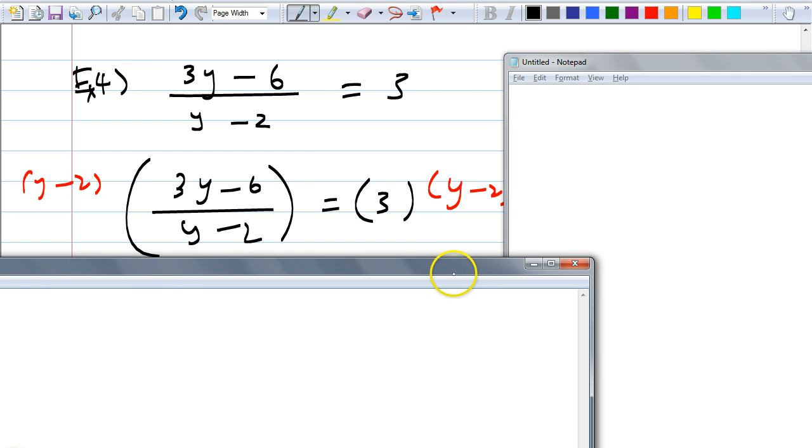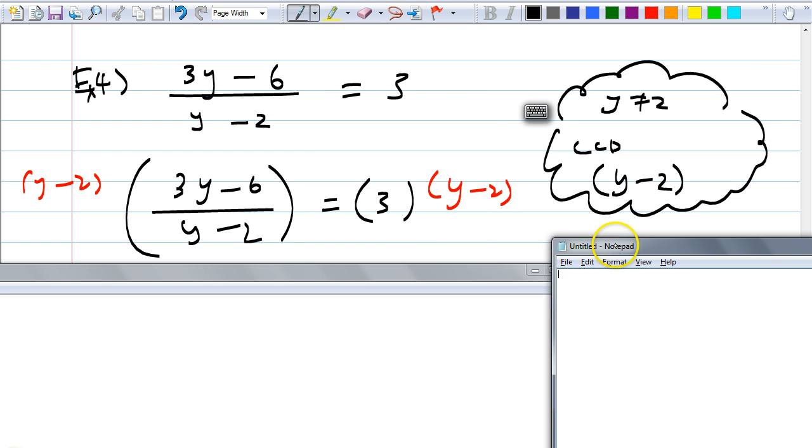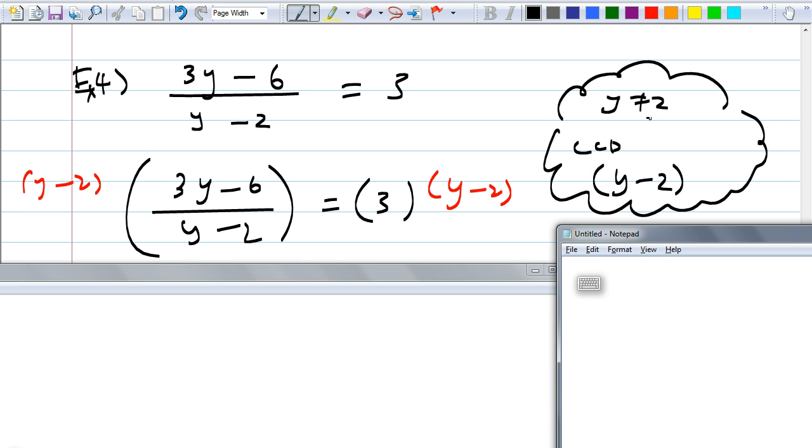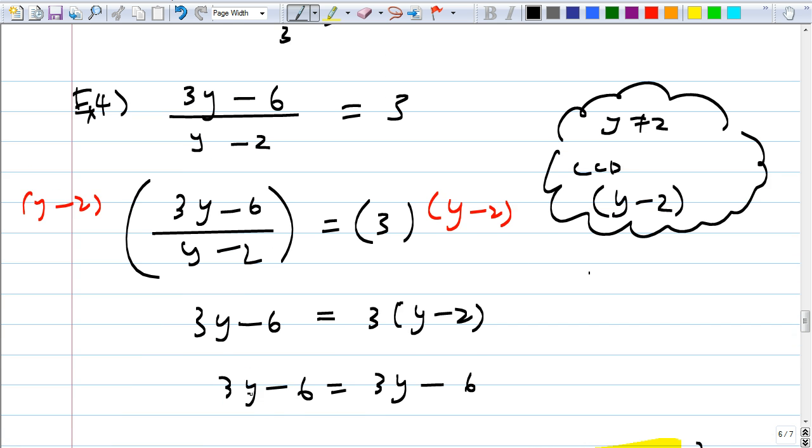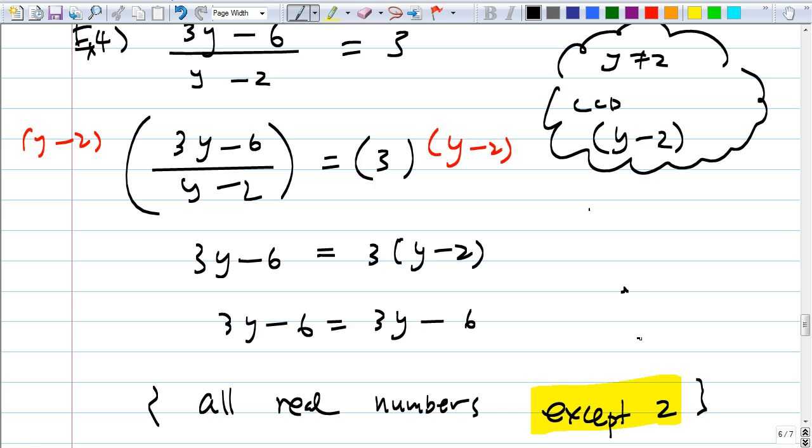So, I bet a lot of you multiplied both sides by the LCD this time. By the way, what's my restriction? y can't be 2, right? So you multiply both sides by y minus 2, then you get 3y minus 6 equals 3y minus 6. At this point, you know the left side equals the right side. So yes, every number will work except 2. So how many people realize now that you can't just put all real numbers? You're right, it's all real numbers except 2.